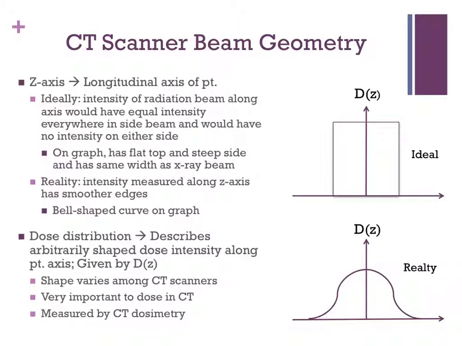However, in reality, the radiation intensity measured along the z-axis actually has smoother edges and appears as a bell-shaped curve on the graph. Dose distribution describes the arbitrarily shaped dose intensity along the patient axis. This shape varies among CT scanners and is extremely important to dose in CT because it is the dose distribution that is measured. The instrumentation and methods used to measure the patient dose from a CT scanner is referred to as CT dosimetry and is very different than the dosimetry of conventional radiography.